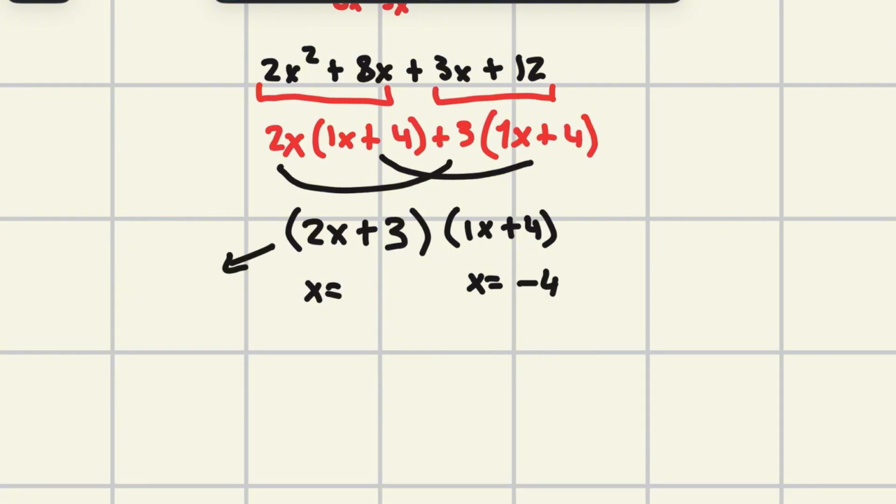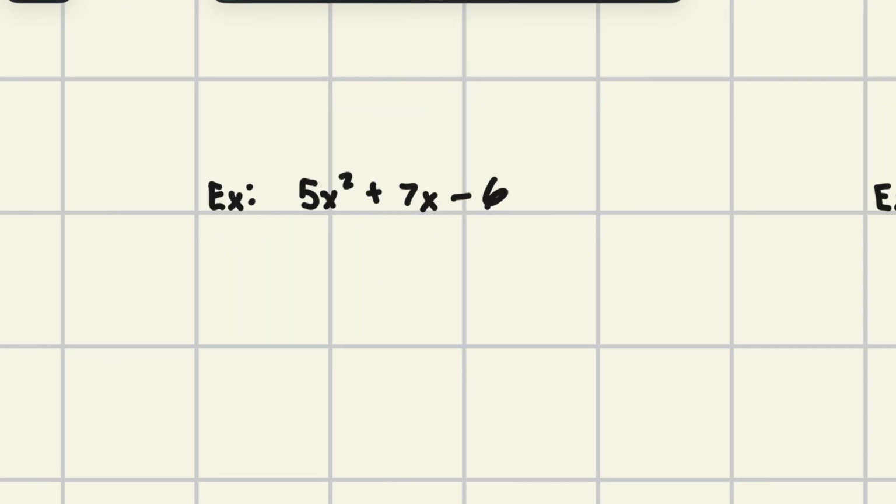Now over here, we have 2x plus 3. Now what that actually means is x equals 3 over 2. So it's your second number over your first number. However, don't forget, it's a positive on the inside, which means it's a negative on the outside. That's your final answer.